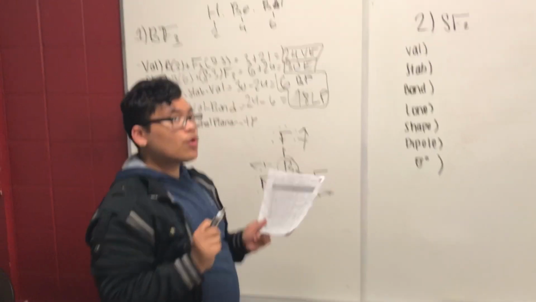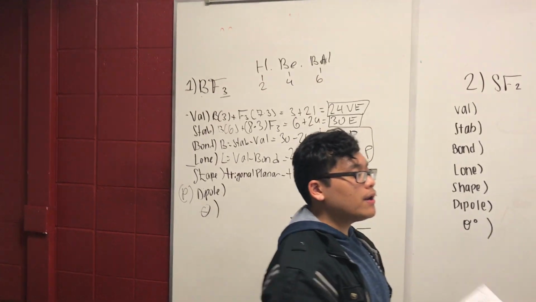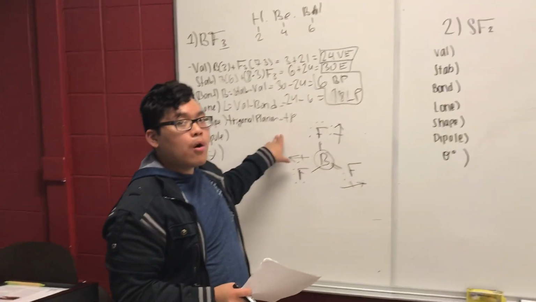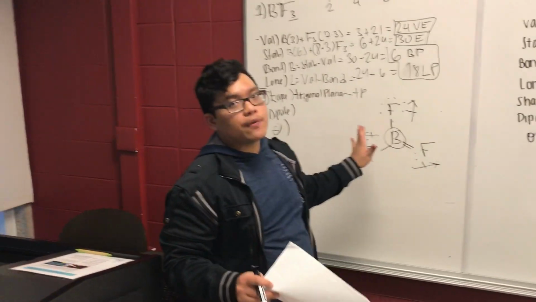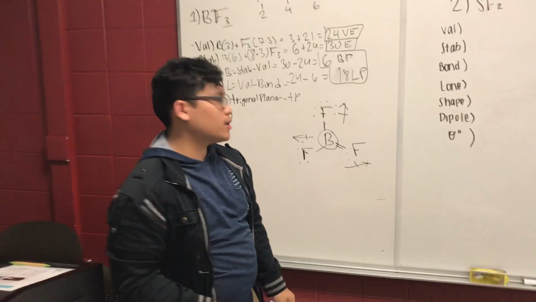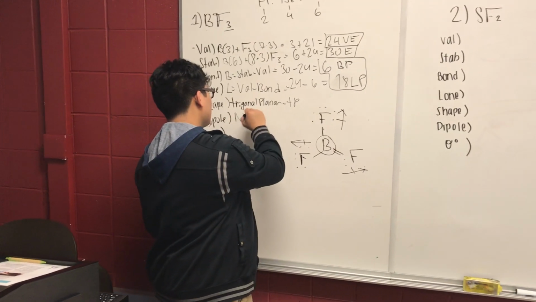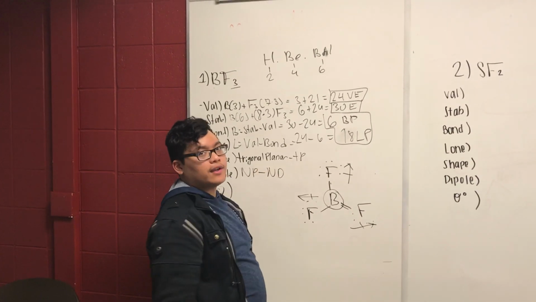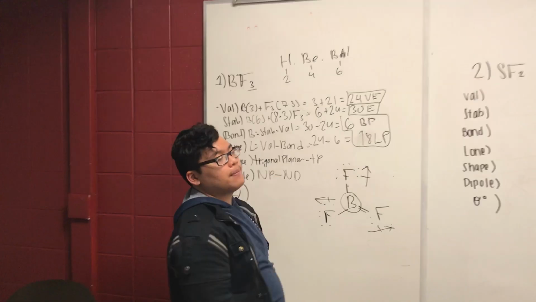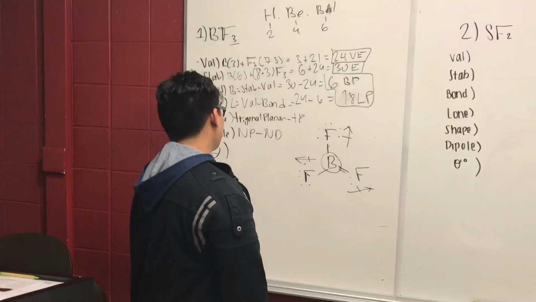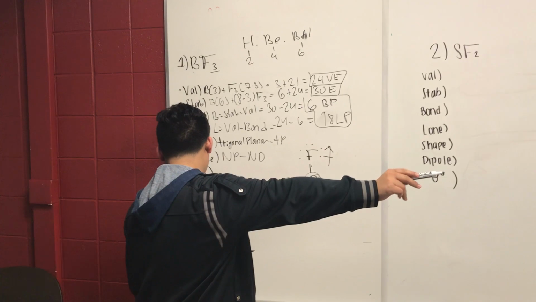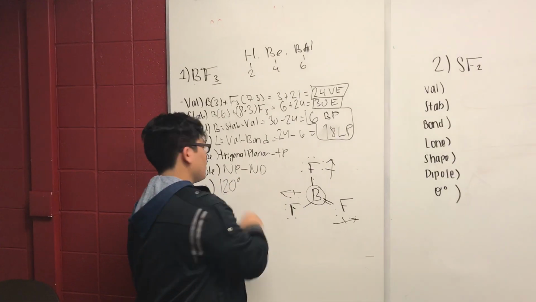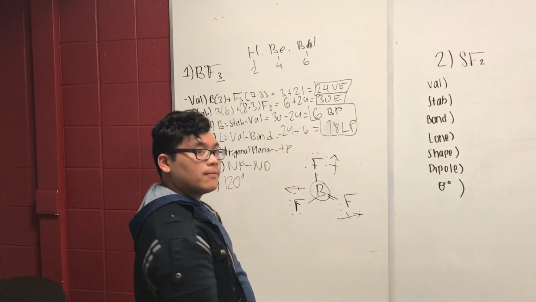And remember the rules for polarity and non-polarity. The shape is non-polar if the electrons are going in opposite directions. It's going in opposite directions, so it's going to be non-polar and non-dipole. Non-polar, non-dipole. Got it? And the degree should be 120 degrees. Yes, 120 degrees. You have to memorize that. See? Simple. Done.